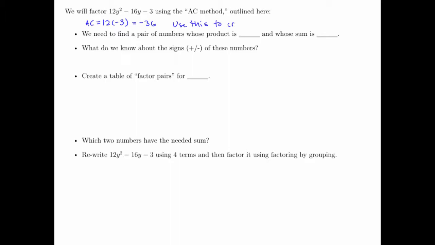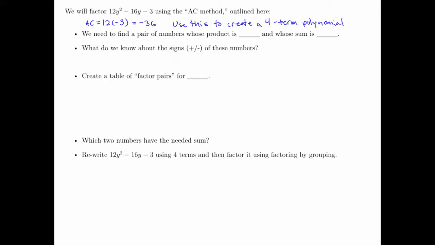to create a 4-term polynomial. And we're going to just rewrite that original 3-term polynomial as a 4-term polynomial that we can then group and use factoring by grouping on. The key to the AC method, though, is that we have to write it as a very specific 4-term polynomial in order for it to factor. So let's get started on these steps.